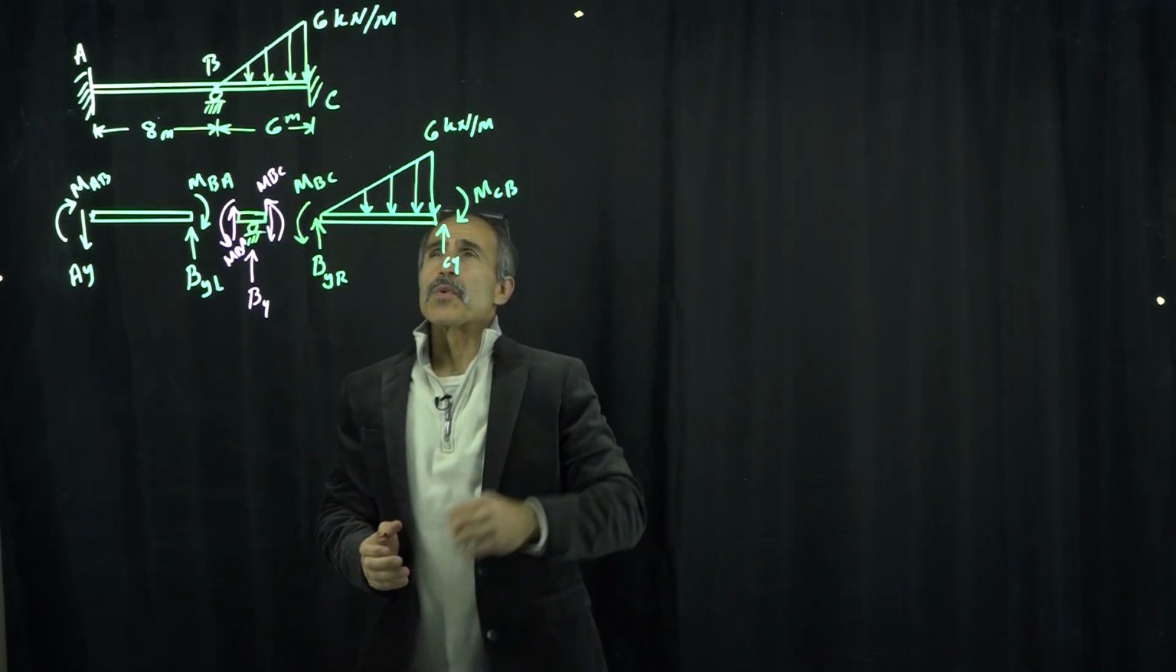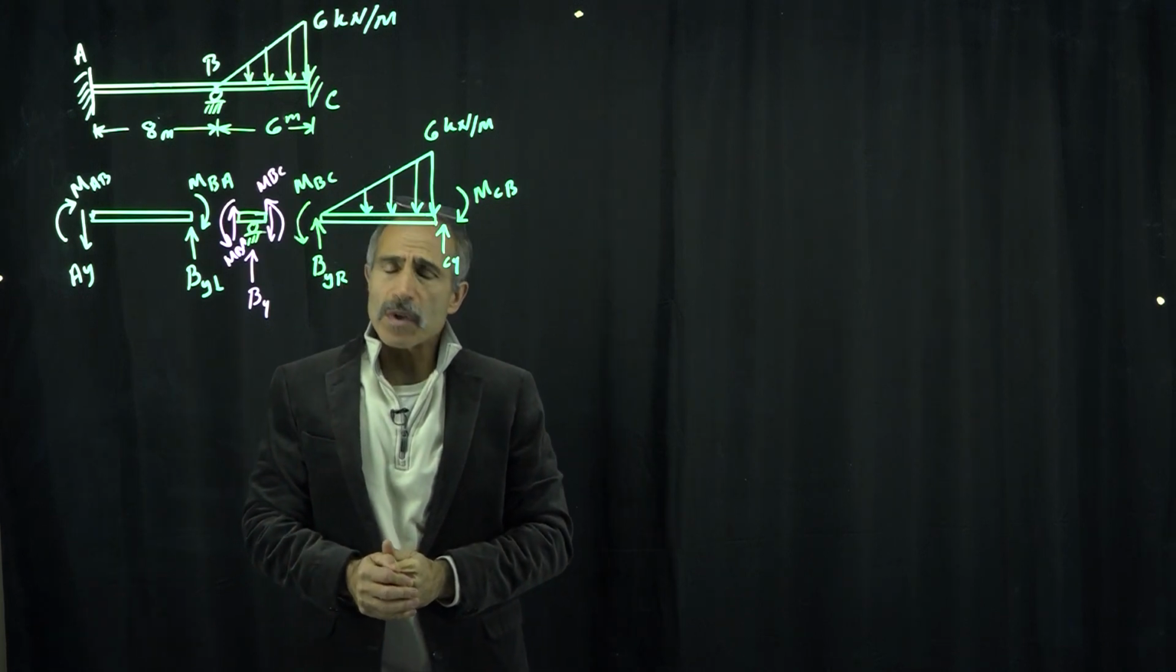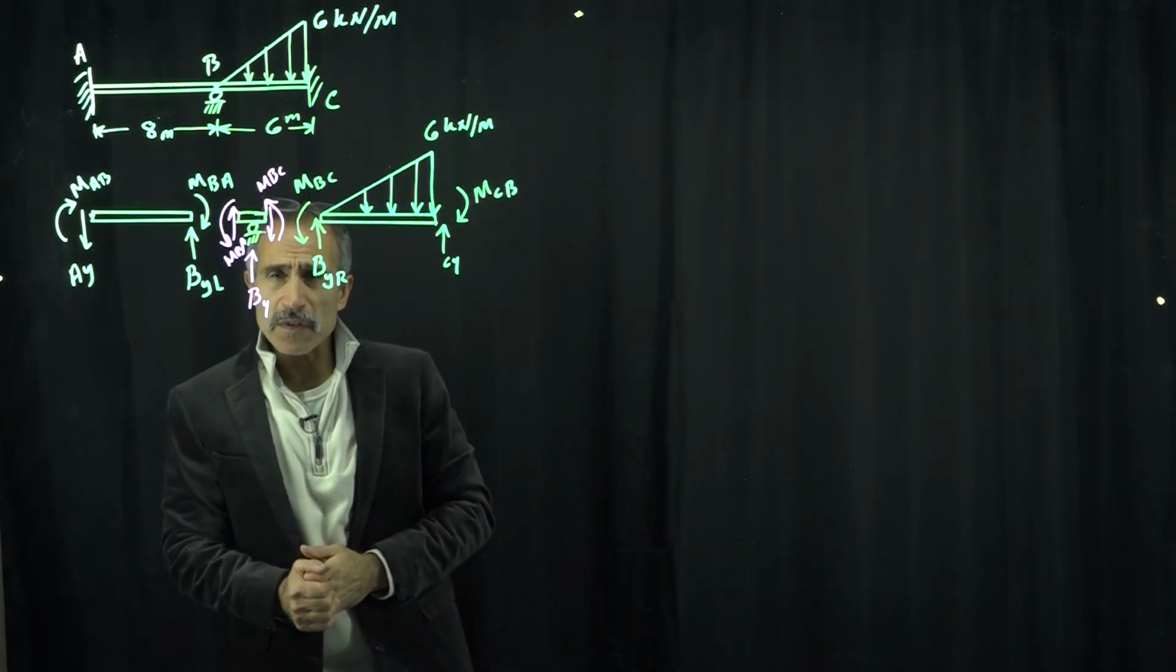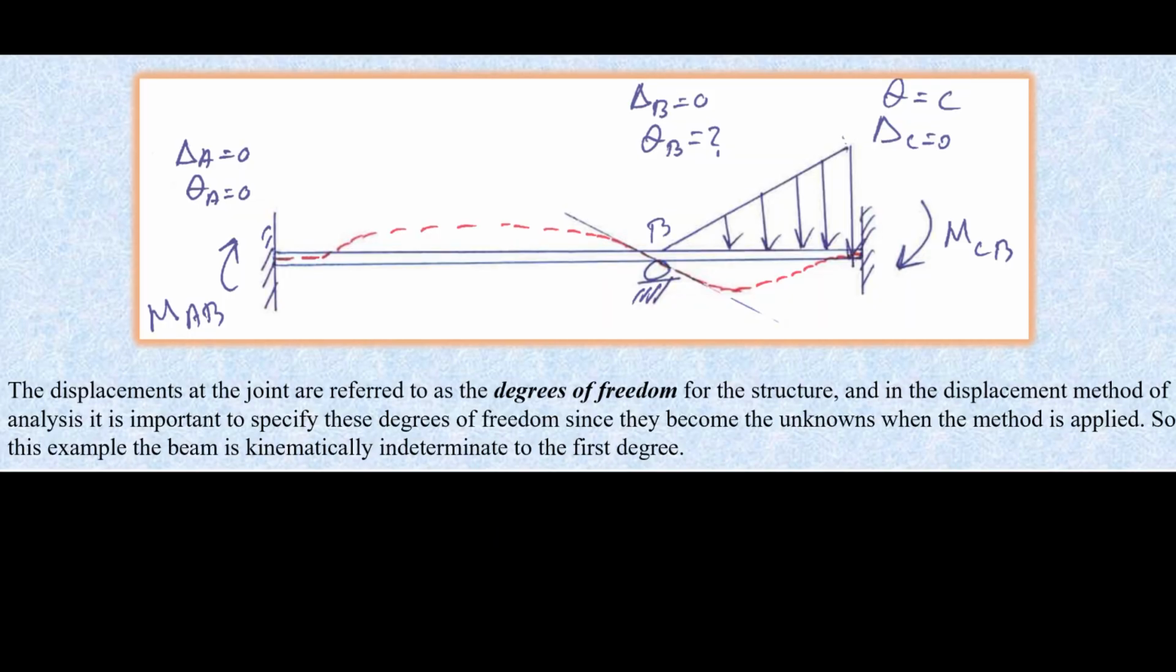And as you can see on the board. So how we're going to solve this, we're going to use the slope deflection method. The first step required to solve an indeterminate continuous beam like this one is to find the degree of freedom. What I mean by degree of freedom is, at the joints where the supports are, how many displacements you have.